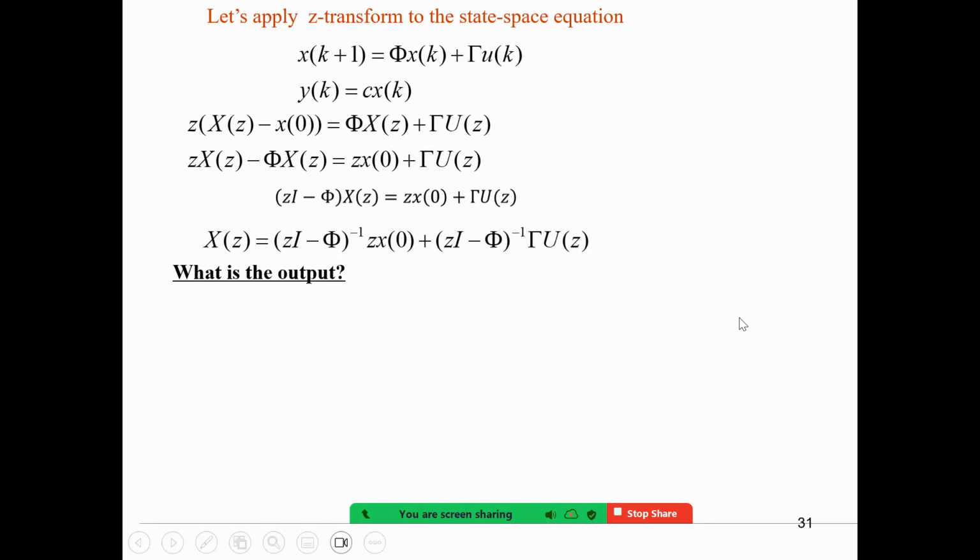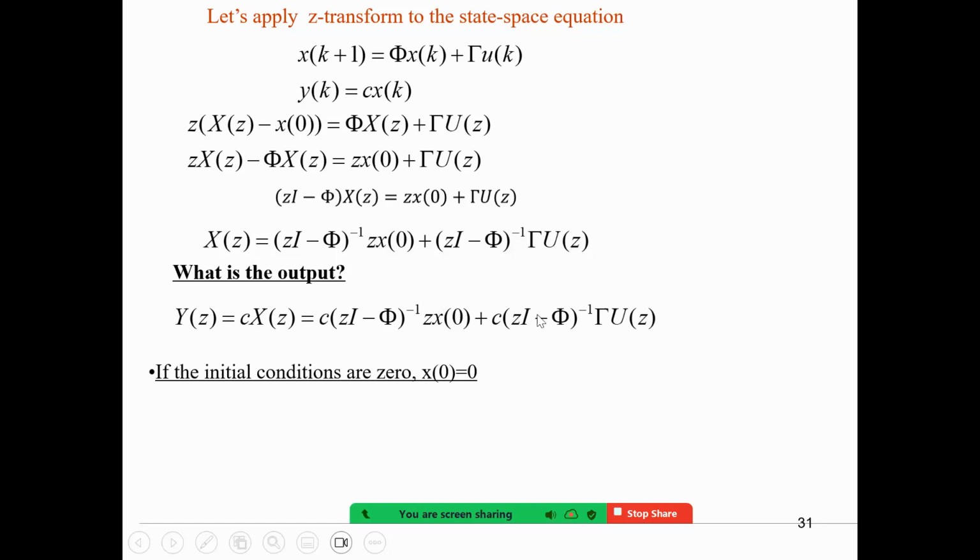Once we have this one, we can get the output. The output is C times X, right? So therefore, the output will depend upon the initial condition, and also depends upon the input. If the initial condition is 0, we have this expression: Y(Z) equals C times (ZI minus phi) inverse times gamma U(Z).